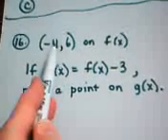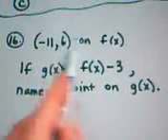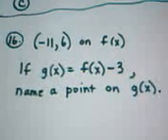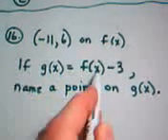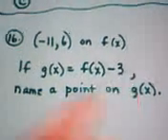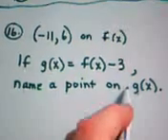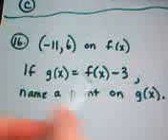And question number 16 is a very similar type question. They're telling you that the ordered pair -11, 6 is on the graph of f of x. Now, if they create a new graph by taking f of x and subtracting 3, they want you to name a point on g of x. Well, let's think about it.